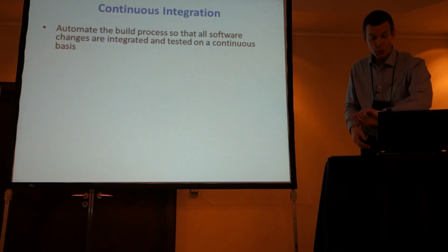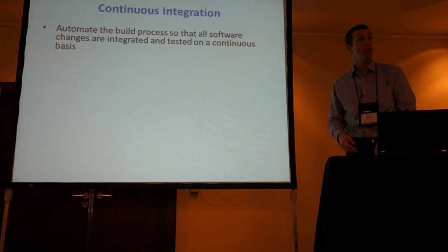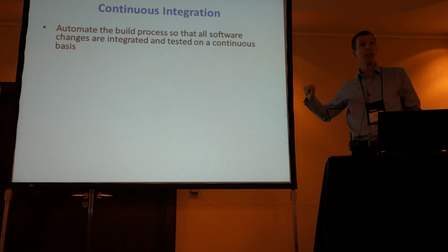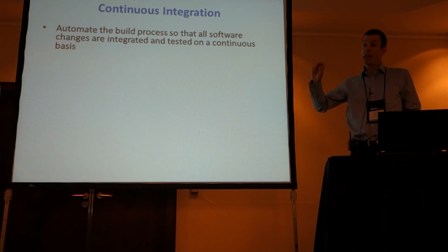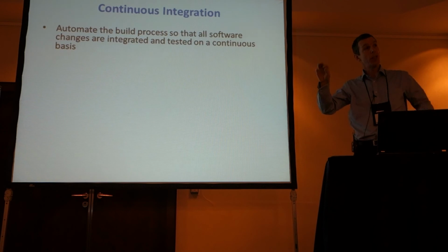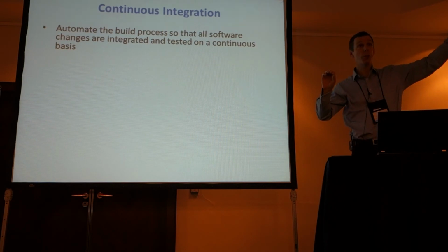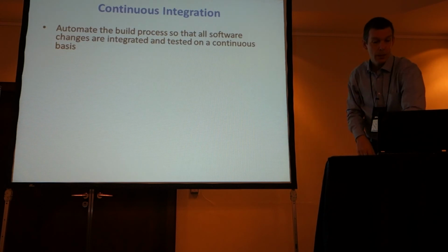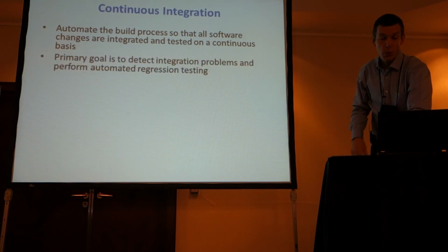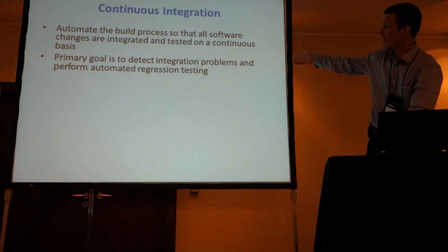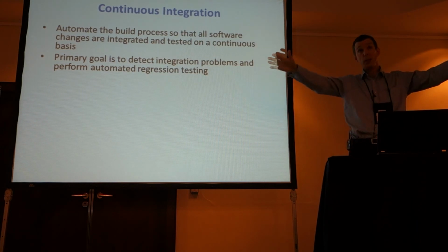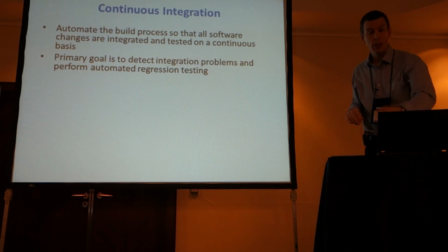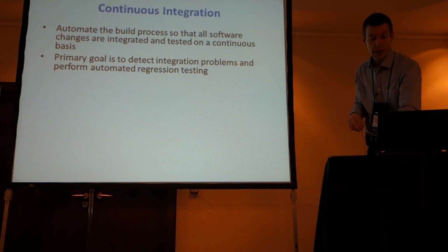Okay, then the last piece of the puzzle before we get to the demo is continuous integration. That was the little server at the bottom there that did all the packaging and actually integrated your software with the software that comes from other departments or from other projects. It brings it all together. The primary goal of continuous integration is to detect integration problems, particularly if you're integrating a lot of artifacts from different sources that might change over time, and to do automated regression testing.